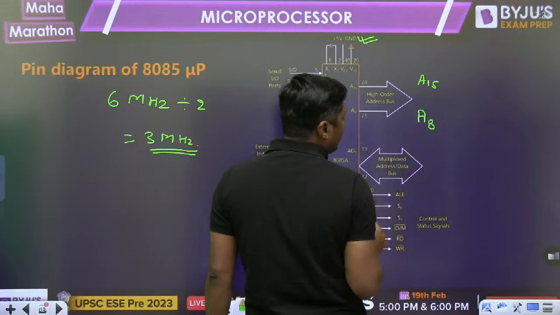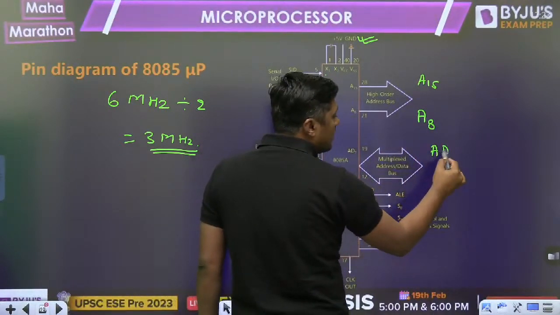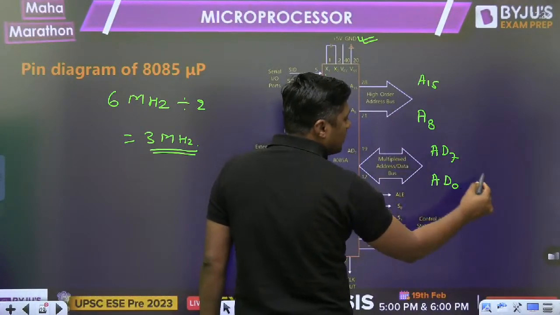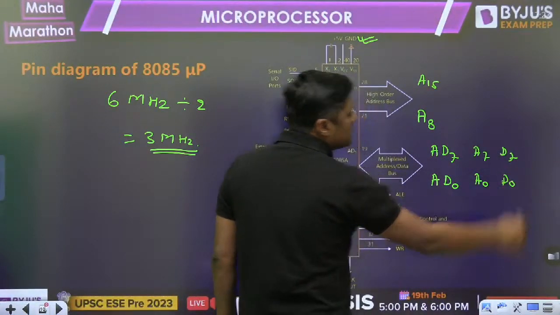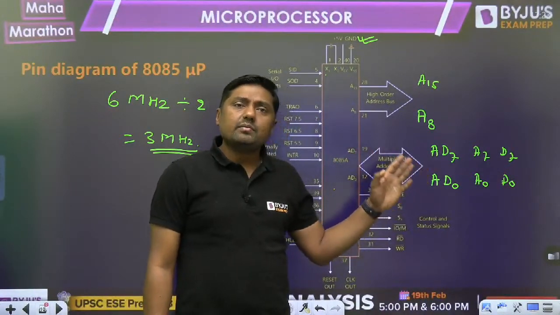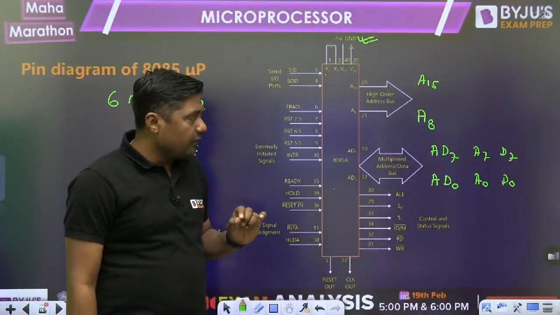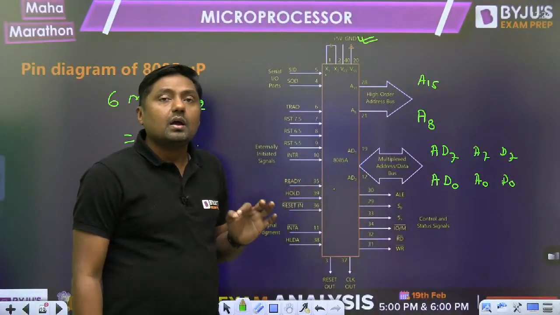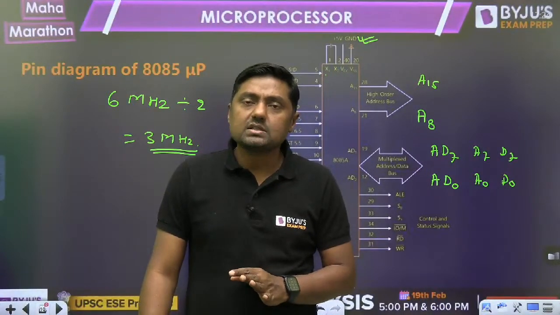A8 to A15. Now, here, 8 data lines are multiplexed with 8 address lines, and it is represented by AD0 to AD7. So, it is A0 to A7 as well as D0 to D7. So at the same time, these lines will be used as address lines, and at the same time, they will be used as data lines. That is called multiplexed address and data lines. And to differentiate between these, we are using ALE, that is called address latch enable.